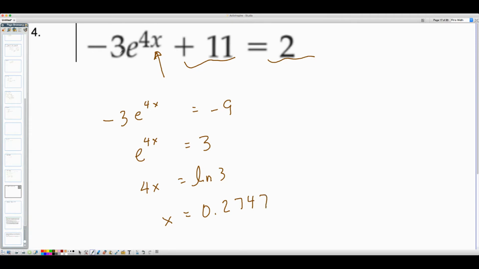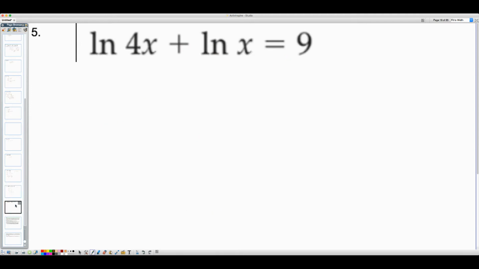0.2747. Let's try plugging that in and see if we get 2. So when I plug in a negative 3 times e to the 4 times 0.2747 plus 11 equals, and sure enough, I get 1.998, which is about 2. This works. Here we have the natural log of both sides. I'm going to combine these two by making this the natural log of 4x squared, because I multiplied by x, is equal to 9.